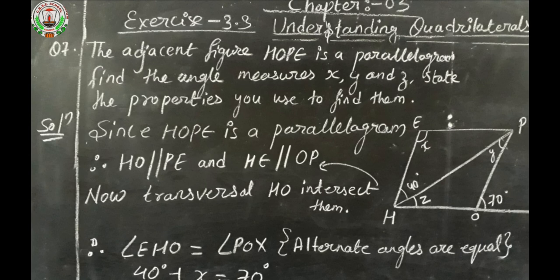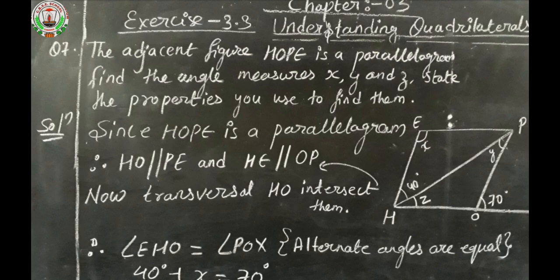Okay, so look, what we are having in the solution. Since HOPE is a parallelogram, its opposite sides are equal, isn't it? The opposite sides are equal as well as parallel also. So the side HO is parallel to PE and HE is parallel to OP. Is it like that? Yes.